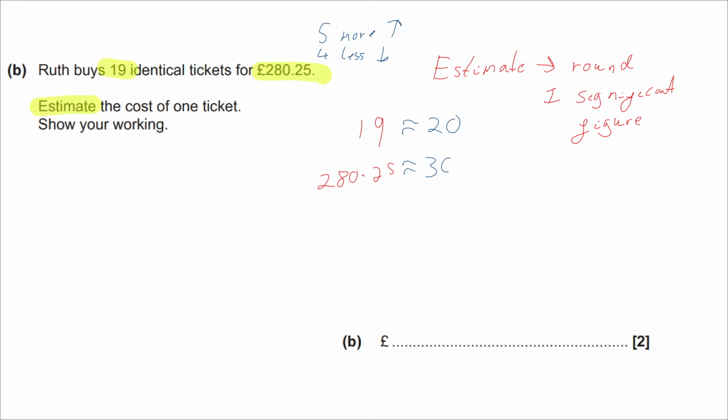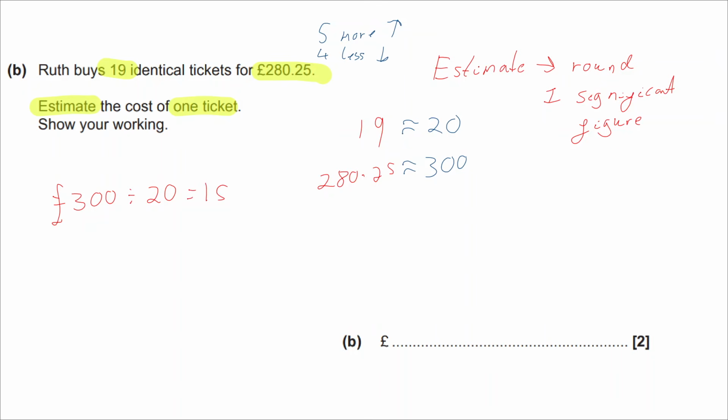So it's going to be 300.00, which is just the same thing as 300. So I've estimated. It looks a bit weird, but if you round 19 to one significant figure, you get 20. If you round this to one significant figure, you get 300. Now, if 19 tickets cost this much, you can simply go and do the total cost of them, which is £300, which you've estimated, and you can simply divide it by 20, and that's going to give you 15, isn't it? So that gives you an answer of 15.